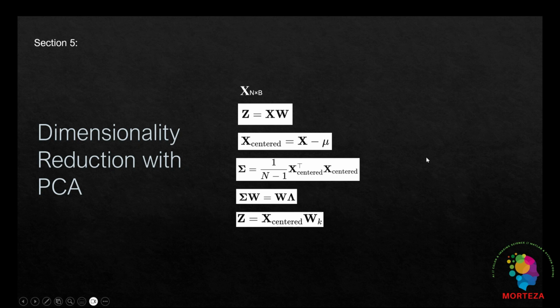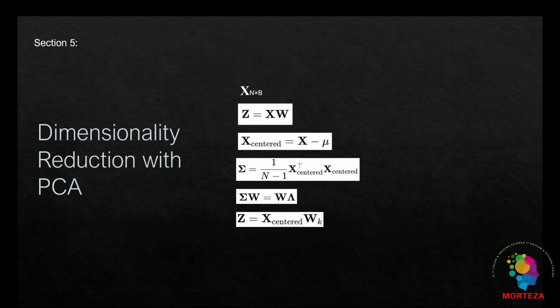Now the last topic that I want to touch on is dimensionality reduction with PCA. Hyperspectral data often contains hundreds of spectral bands, which makes processing computationally expensive and prone to redundancy. Principal component analysis, or PCA, is a statistical technique that reduces this high-dimensional data into a lower-dimensional representation while preserving most of the original variance.